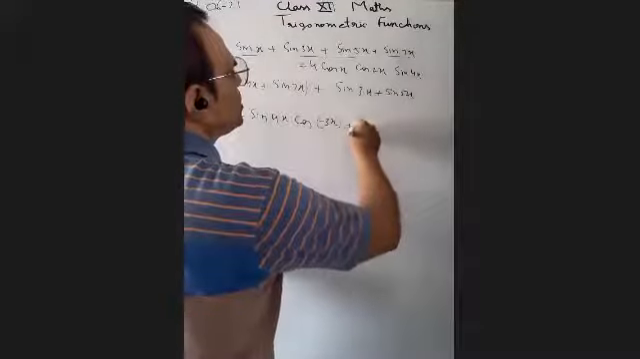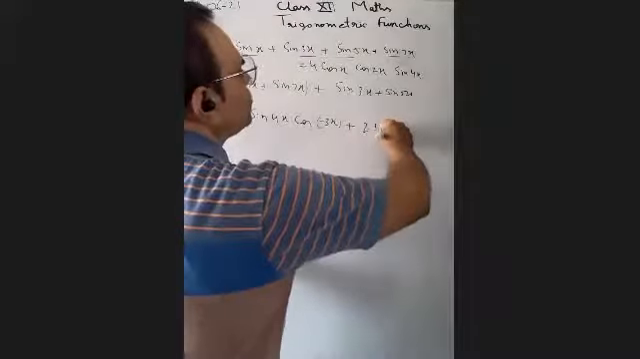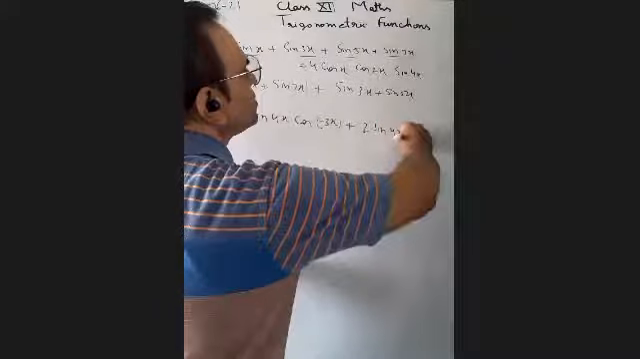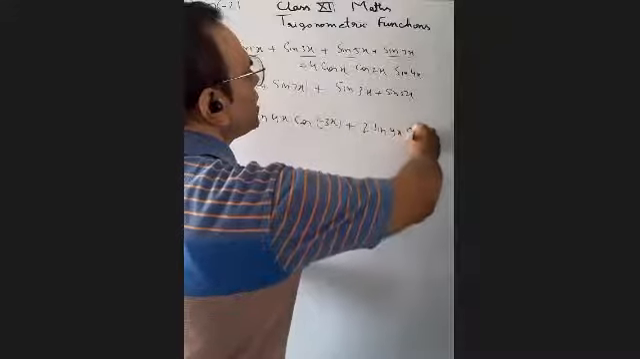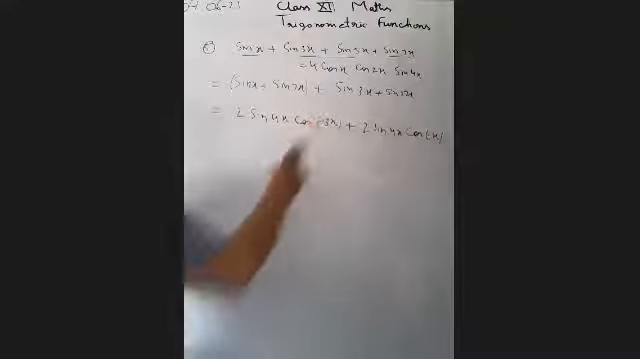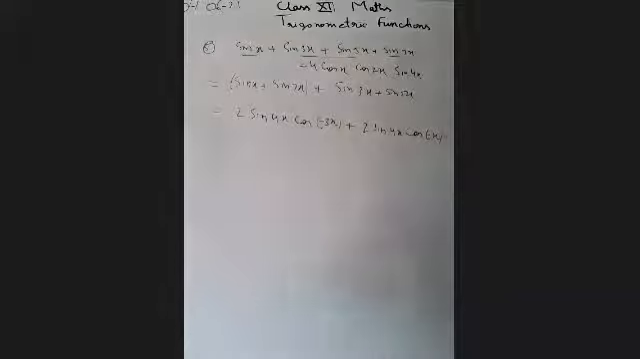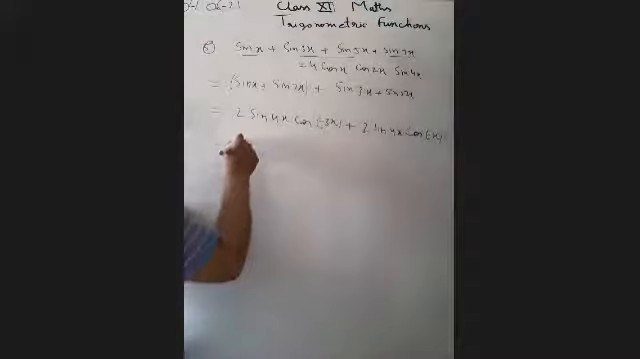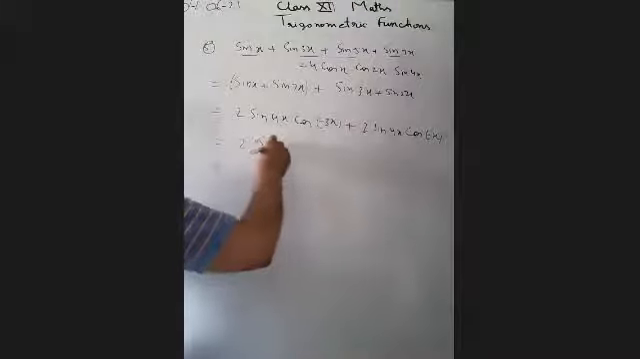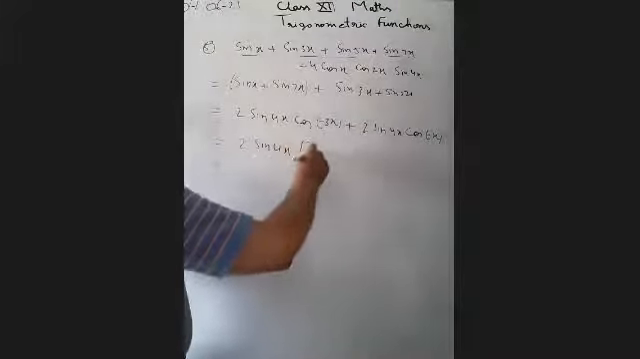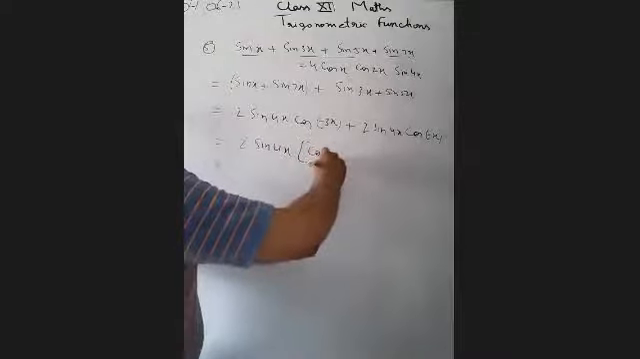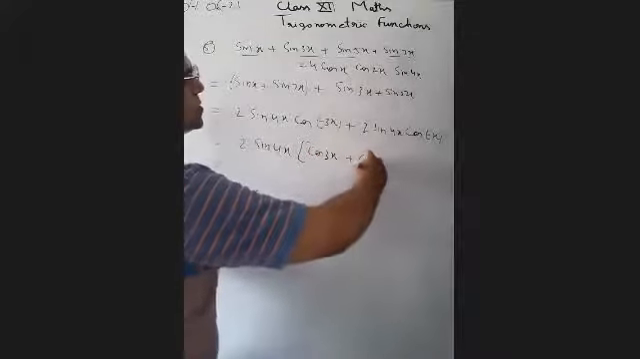Similarly, we are using here 2 sin 4x cos, we will get minus. But we know that cos minus theta will be equal to cos theta, it remains no change. So we are taking common sin 4x. So we are getting here cos 3x plus cos x.